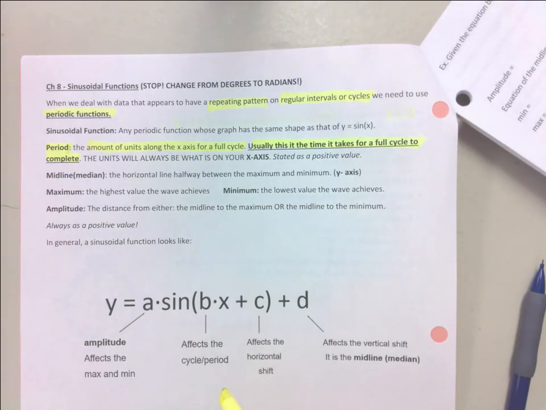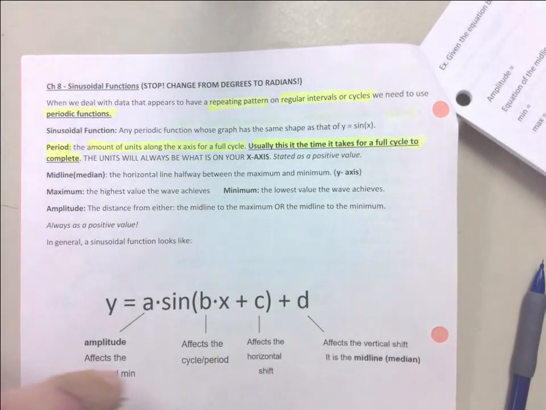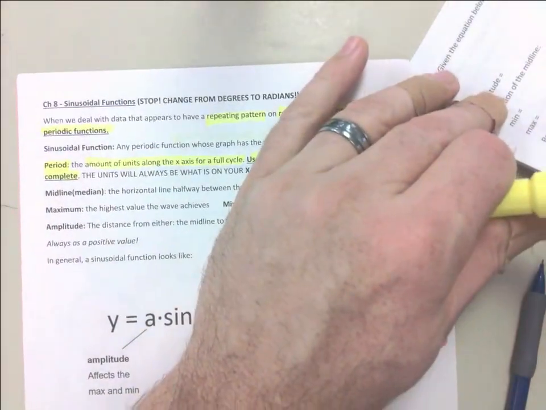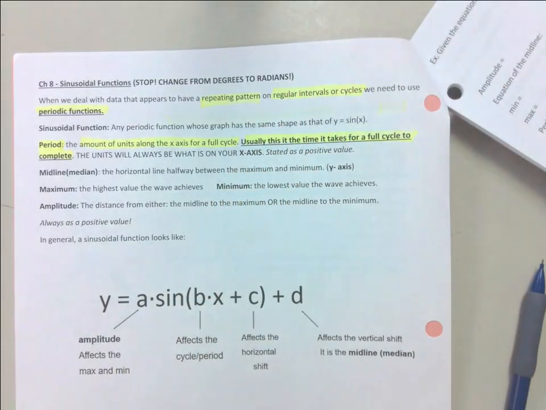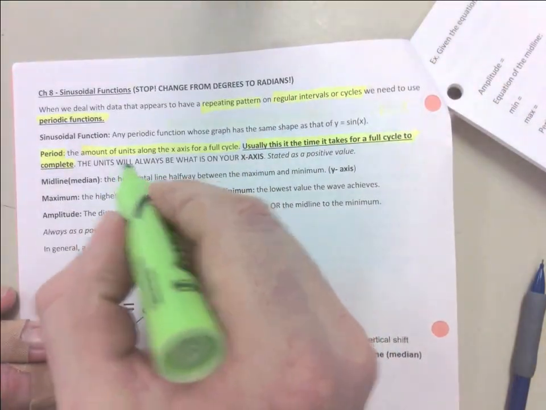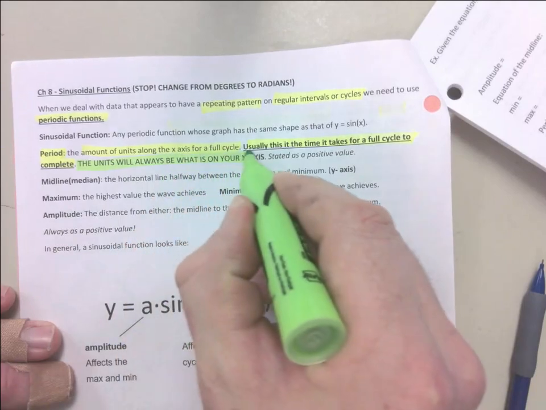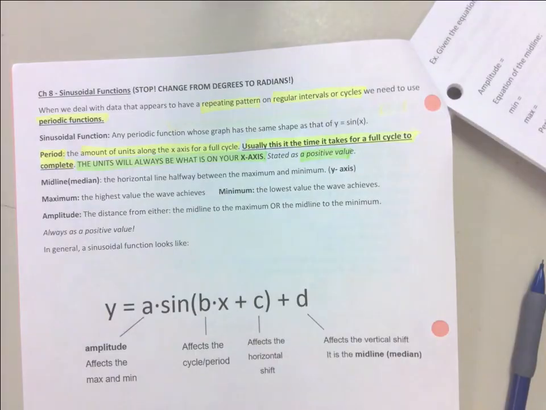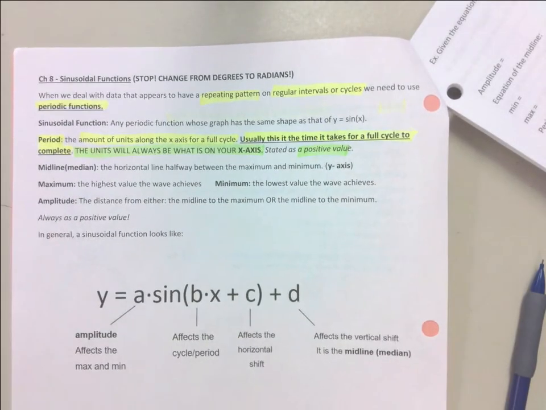Okay. The units will always, I will use a different color for this one. Let me use my green here. The units will always be what's on the x-axis of the graph, and it's always a positive value, so don't be coming up with negative periods, okay?